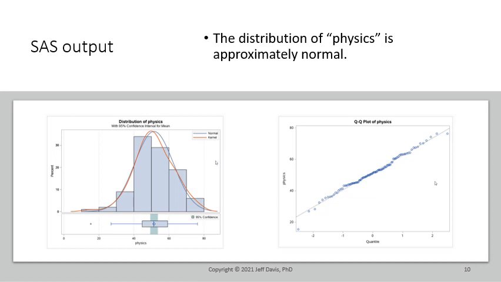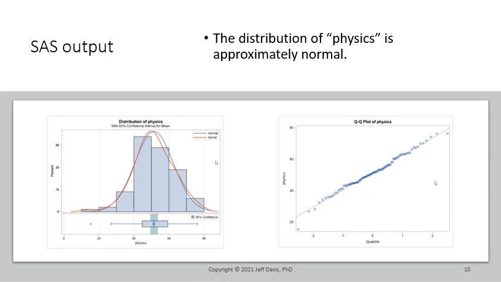But here it looks like we're pretty good. This is just for the variable physics. I ran it for each one, but this is for the variable physics, and all of them are normally distributed.